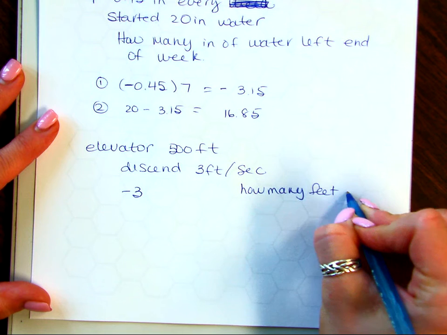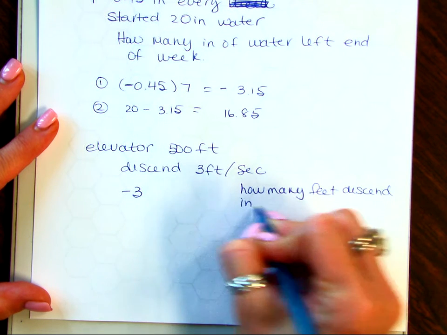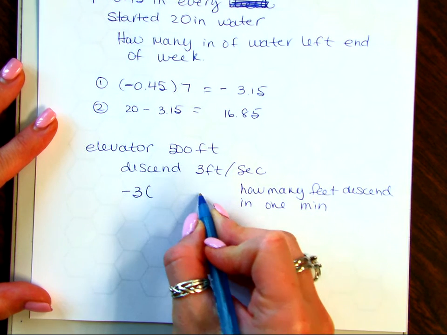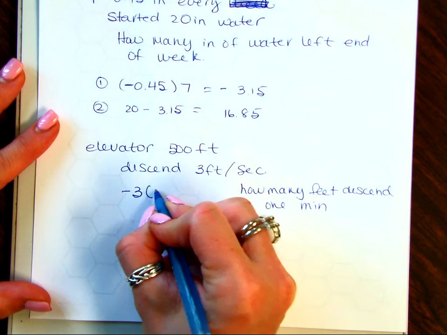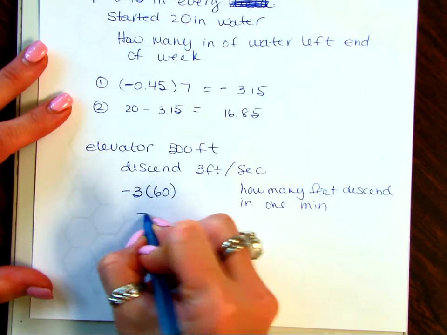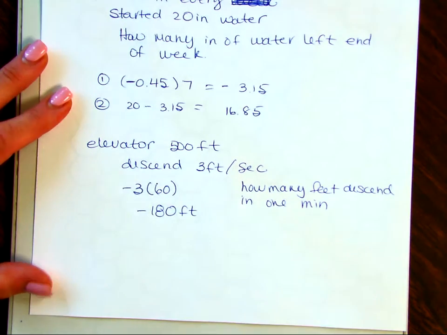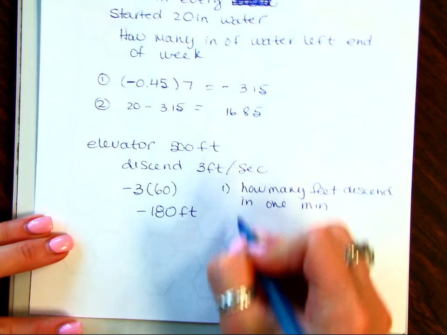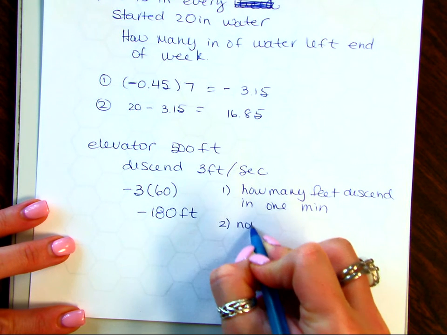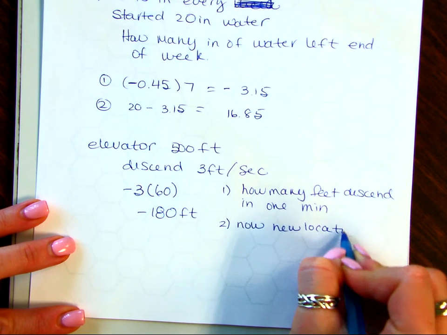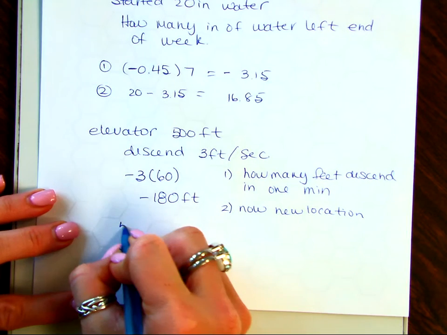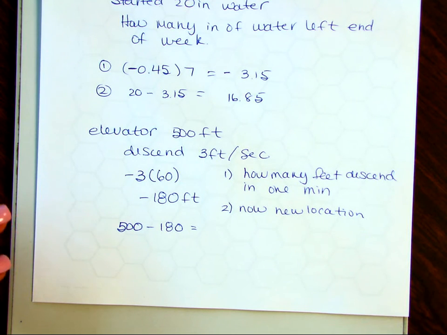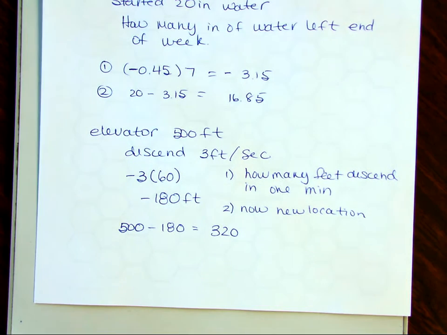How many feet did it descend in 1 minute, meaning every second, so that would be 3, 6, 9, 12. Well, I'm not going to count by 3s up to 60. I'm going to take that and multiply it. So it descended 180 feet in a minute. But if that's not what I ask you, you have to be prepared to answer the question I ask you. Maybe not how many feet did it descend in a minute, but what is its new location compared to where it started. And that way you'll need to know to take that 500, subtract that 180, and 500 minus 180 is going to give you your 320. Okay? So you have to really be careful about what it's asking you for.